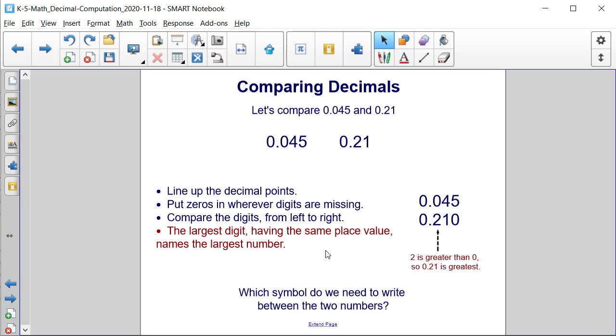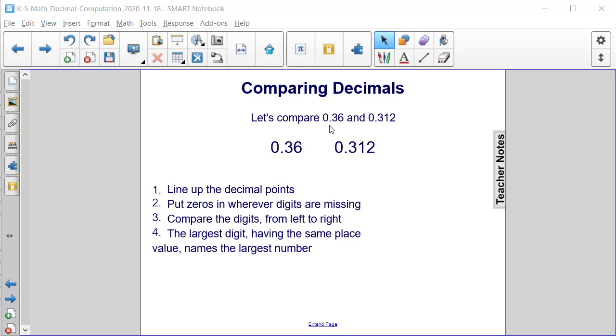So which symbol do we need to write between 45 thousandths and 21 hundredths? The answer is less than, because 45 thousandths is less than 21 hundredths. A way to remember which way to make the inequality sign point is that the mouth of Pac-Man, or the symbol, is always eating the bigger number, and 21 hundredths is the bigger of these two.